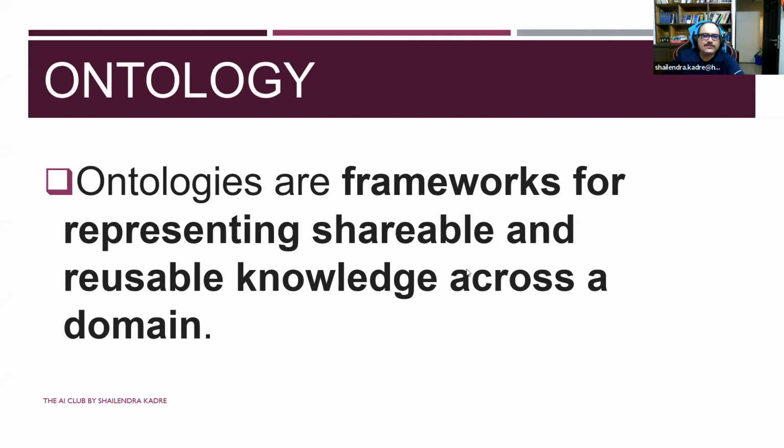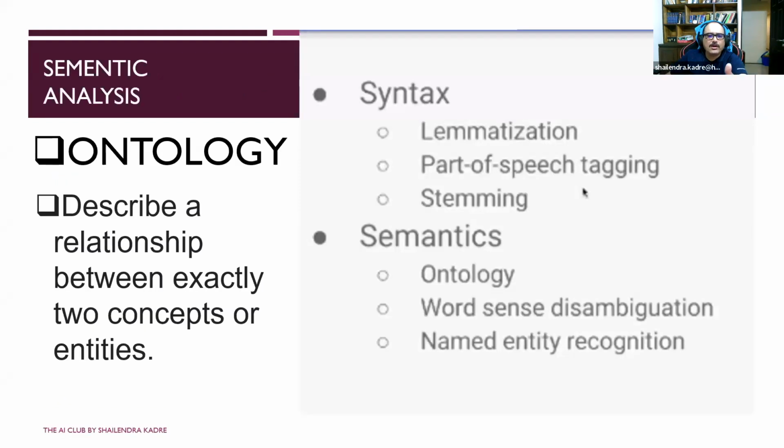Ontologies are frameworks for representing shareable and reusable knowledge across a domain. So why do we need ontology? Because as humans, when we read a sentence, we may not need this kind of ontology. But with computers, we are talking about automation here, like word sense disambiguation and named entity recognition. It is very obvious to humans.